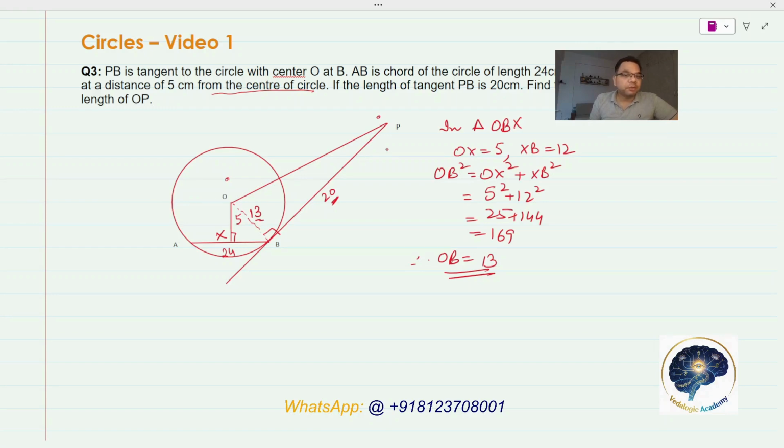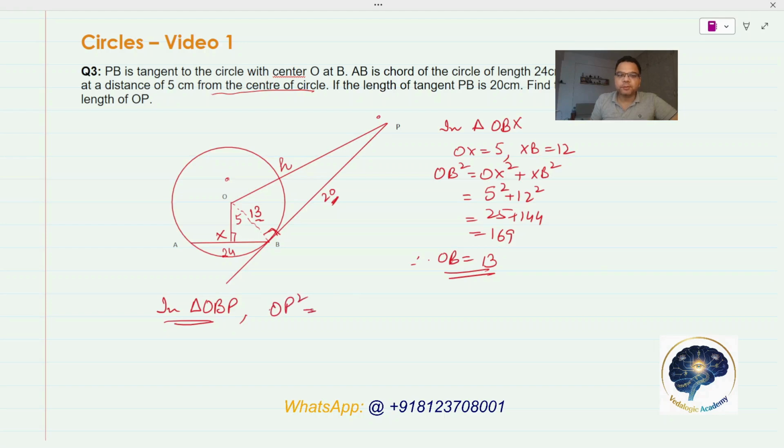Now we have to find OP as well. Now it is very simple. You don't need to do anything. So in triangle OBP, what we are going to do? We have again a right angle triangle. We have two sides as 13 and 20 and we have to find the hypotenuse, right? So here again we'll apply the Pythagoras theorem only.